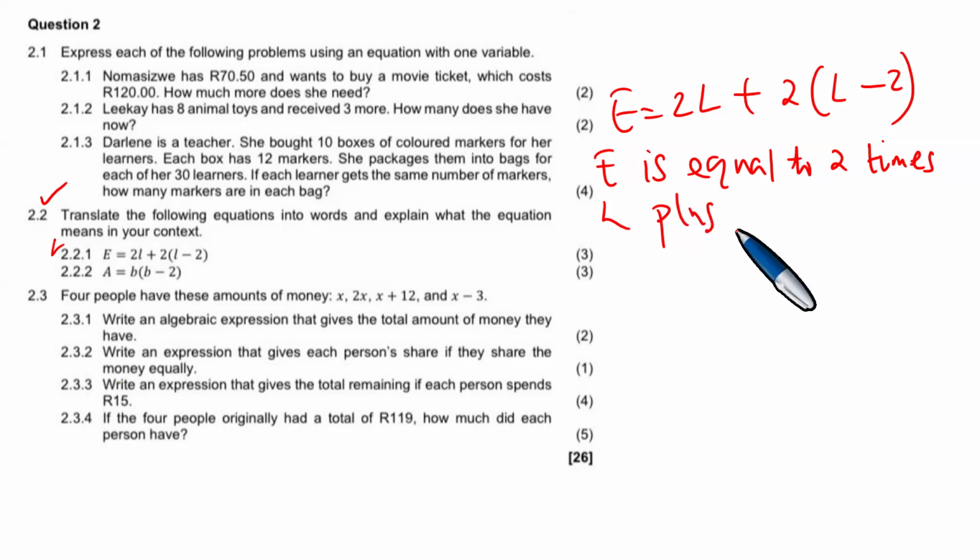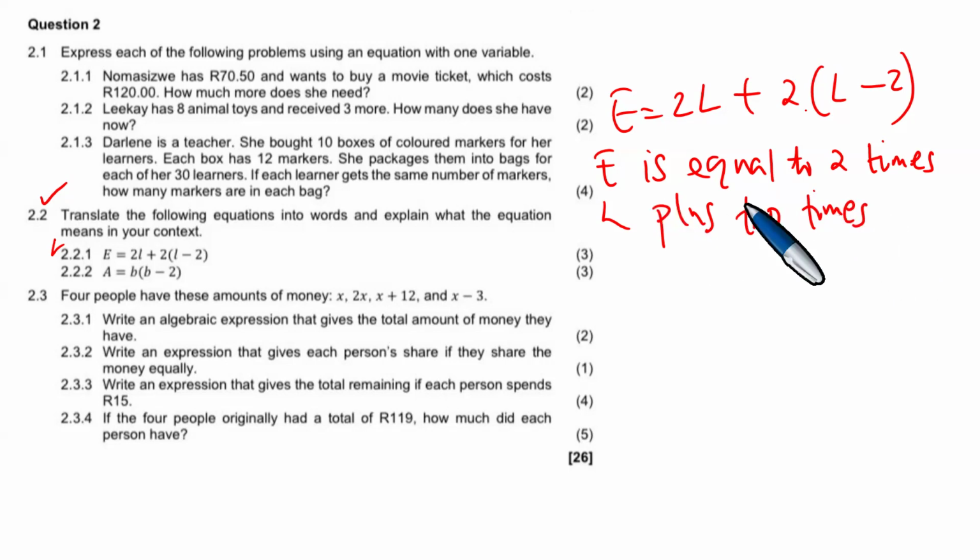I'm just making plus 2. I want to make the writing in words a bit more simple and easy. So E is equal to 2 times L plus 2 times.